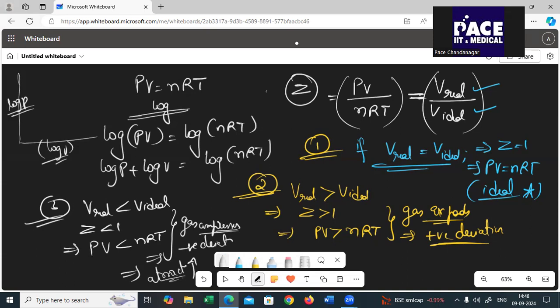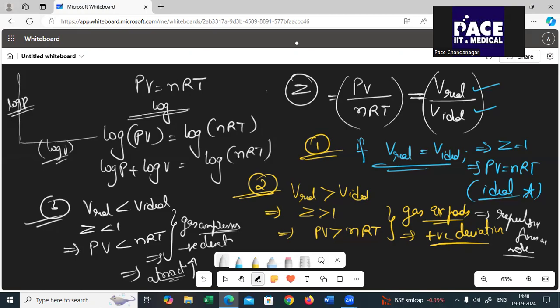And whereas here positive deviation, gas expands, implies repulsive forces. Repulsive forces are more as compared to your attractive forces in the second case. Whereas here attractive forces are more. That's the reason molecules are coming together and it is occupying lesser volume. Now the real gas is occupying the lesser volume.